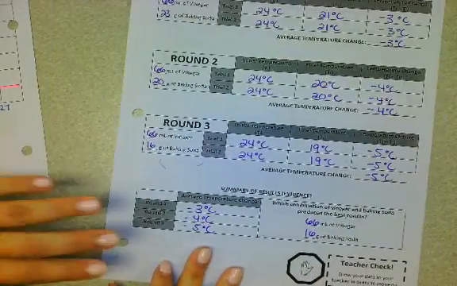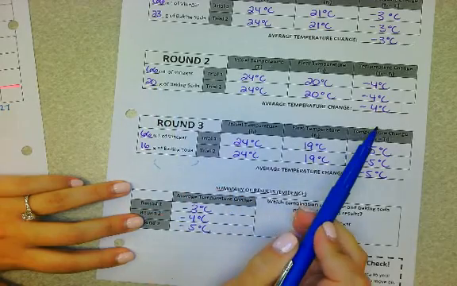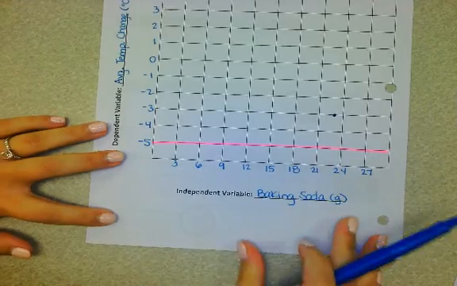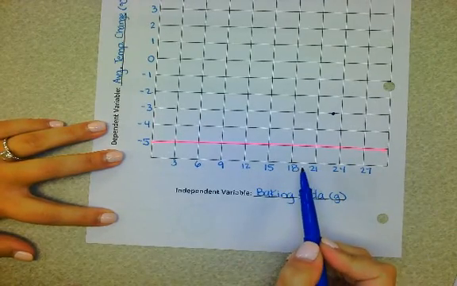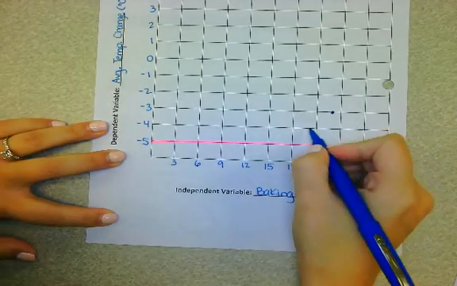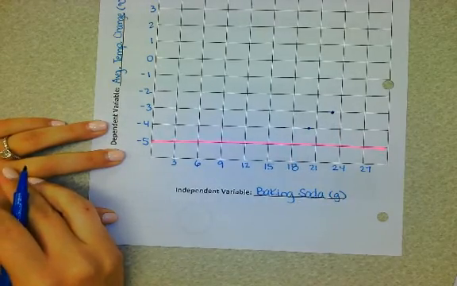For round 2, we're looking at 20 grams of baking soda and a drop in temperature of -4. Again, here on your x-axis, you're going to want to be around here because that's closer to 20. And then you're going to go up to -4. It's approximately there. All right, so that's round 2.